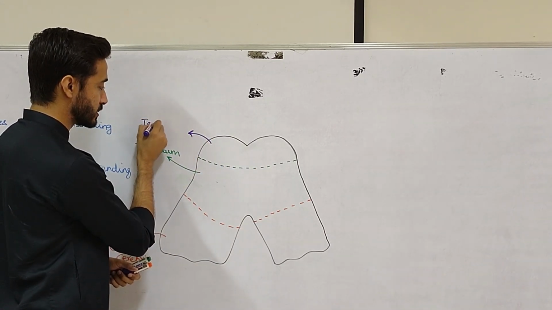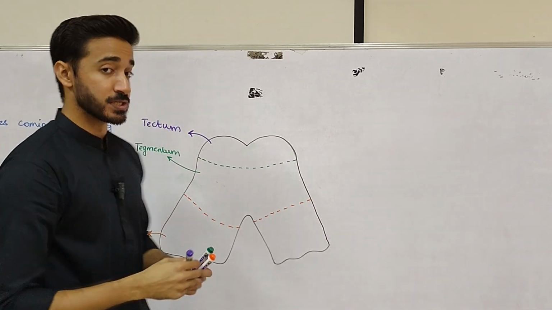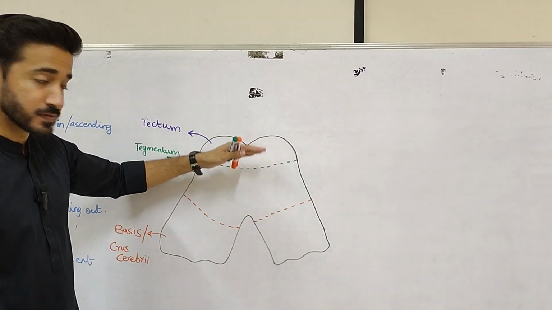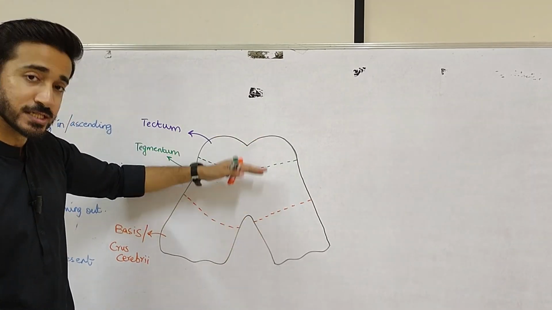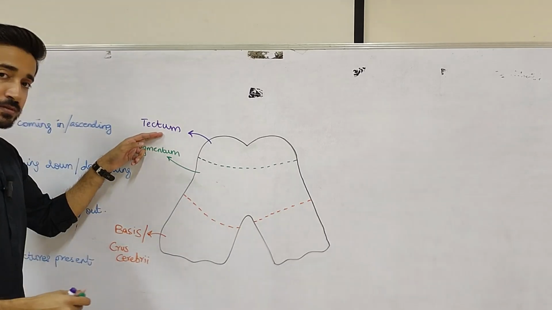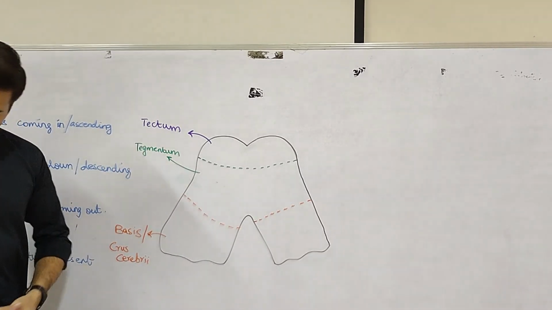And the most posterior part is called the tectum, and tectum means roof. So it's the posterior most part. It forms the roof on all of these two structures. So tectum, the posterior most, tegmentum, and crus cerebri.